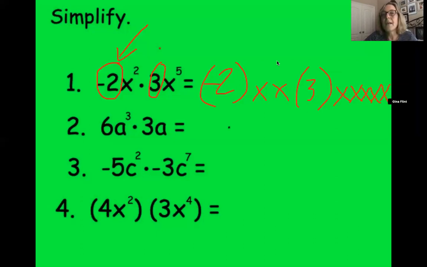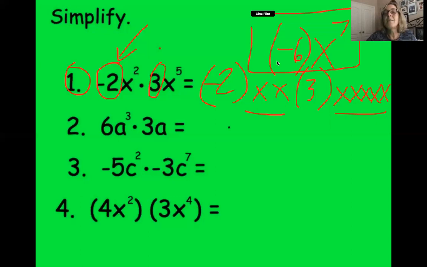Okay, so now what we want to do is multiply all the things that have the same base, right? x is the same base, and we have how many x's? Well, we have 2 of them here, 5 of them here, so that makes x to the 7th power. What else do we have? Well, we have -2 times 3, which we can multiply to get -6. So this first problem, if we multiply the coefficients and multiply the powers that have the same base, we could rewrite it as -6 times x to the 7th power.